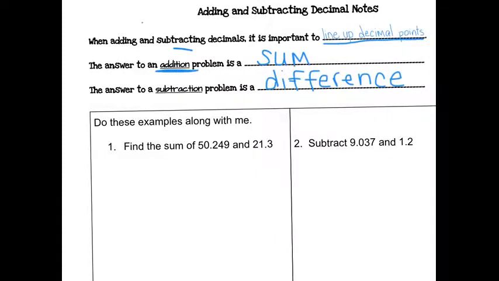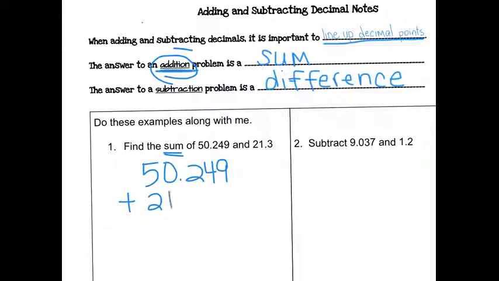Okay, we are now going to work a couple examples together. So the first one, we're finding the sum. Sum tells us that we need to add 50 and 249 thousandths and 21 and 3/10. So take a look here.